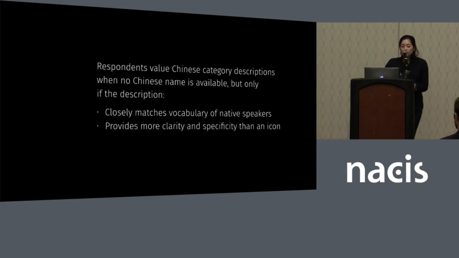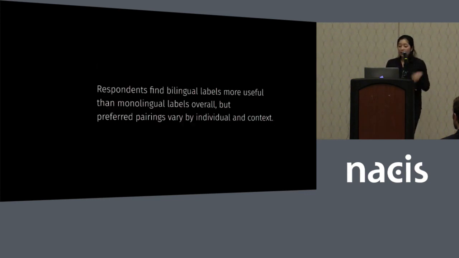Respondents valued Chinese category descriptions when no Chinese name is available, but only if the description closely matches the vocabulary of users and is more clear and more specific than an icon. And they did find bilingual labels helpful, but varied a lot in which data pairings they liked.